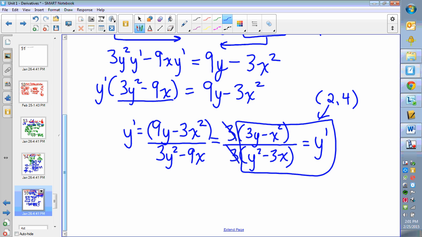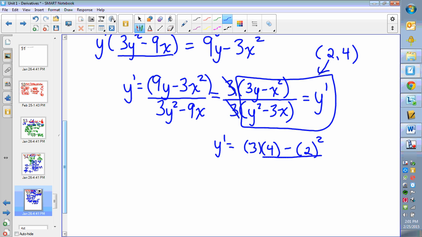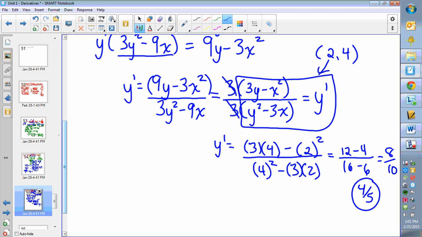Step two, plug in 2, 4 into your slope equation. So my y prime is equal to 3y, which is 4, minus x squared over y squared minus 3 times x. So in the numerator, you have 12 minus 4. In the denominator, you've got 16 minus 6, which gives you 8 over 10, which is exactly 4/5. Don't write it as a decimal, please.